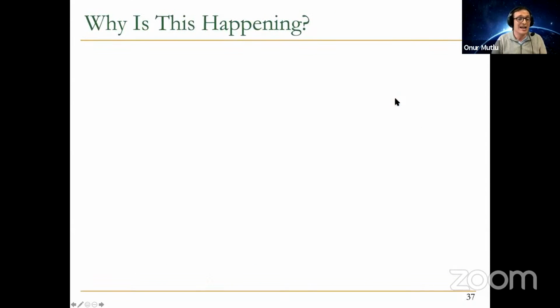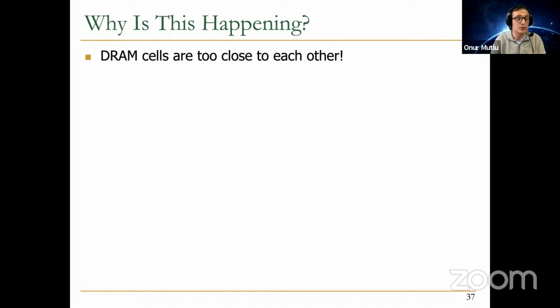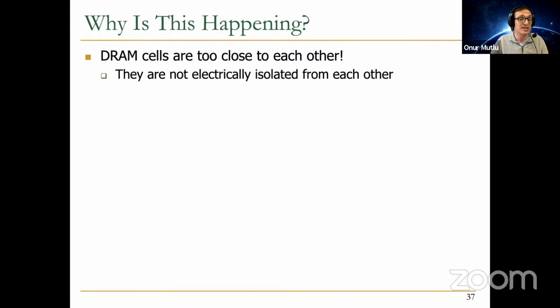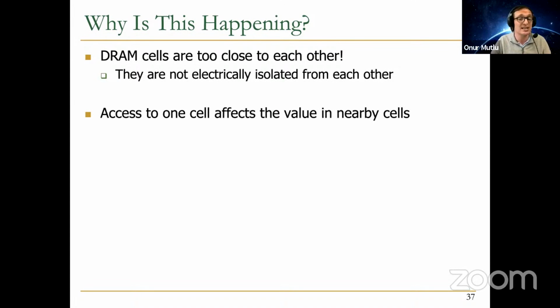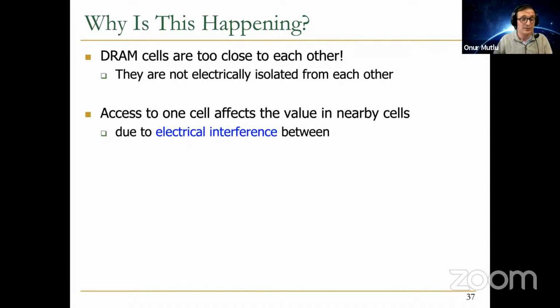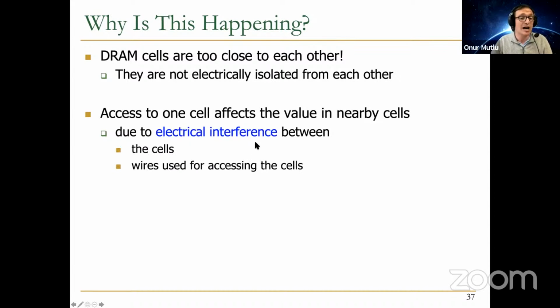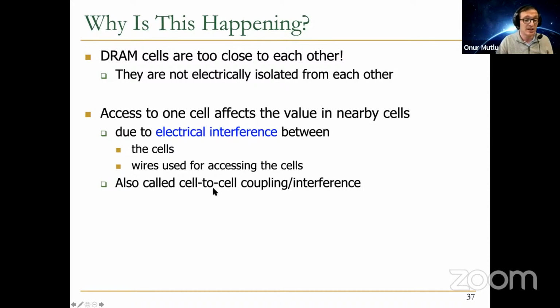Okay, so why is this happening? Because DRAM cells are just too close to each other. They're very small. They're becoming smaller, and they're also too close to each other. As a result, they're not electrically isolated from each other. Access to one cell affects the value in nearby cells due to electrical interference between the cells and wires used for accessing the cells. And we're going to see the cells and wires used for accessing the cells later on when we talk about memory, for example. This is also called cell-to-cell coupling or interference.